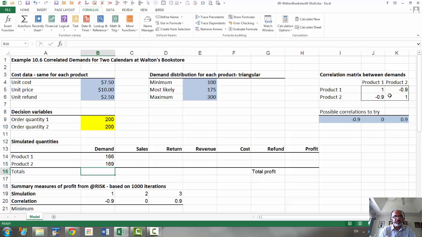And finish. So now the demands would be adjusted for the fact that product 1's demand and product 2's demand would be correlated according to the value that we specify here. The first time around will be minus 0.9, the second time around will be 0, which means they are not correlated at all. The third time around it will be 0.9.